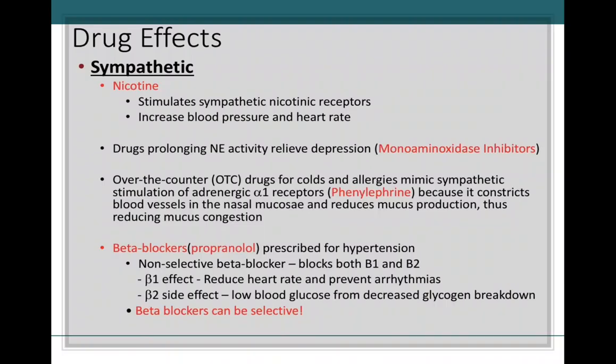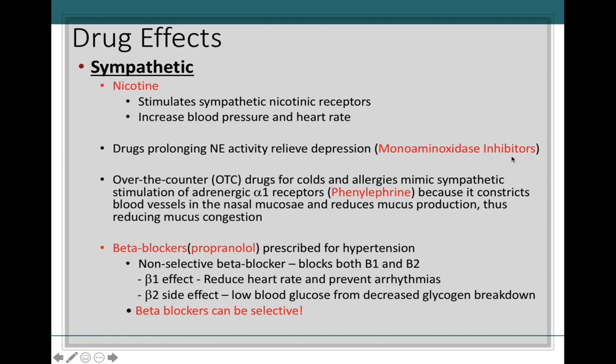We also have a few drugs that will specifically work on the sympathetic nervous system. And first and foremost, we're going to cover nicotine. Nicotine stimulates nicotinic receptors, and this is where these receptors got their name from, because nicotine activates these receptors. So if we're stimulating the sympathetic nicotinic receptors, that's going to increase blood pressure and heart rate because we're increasing our sympathetic tone when we administer nicotine.